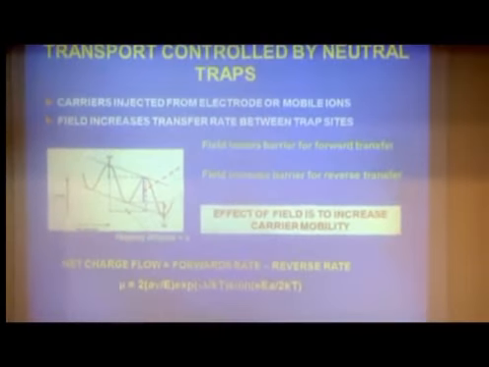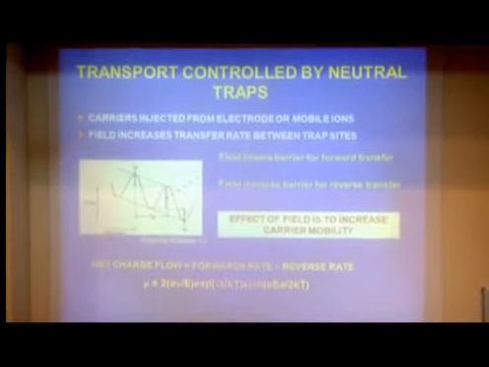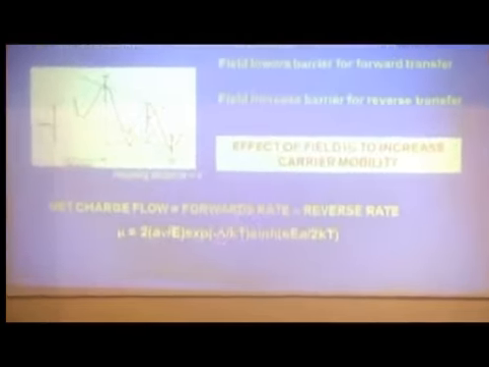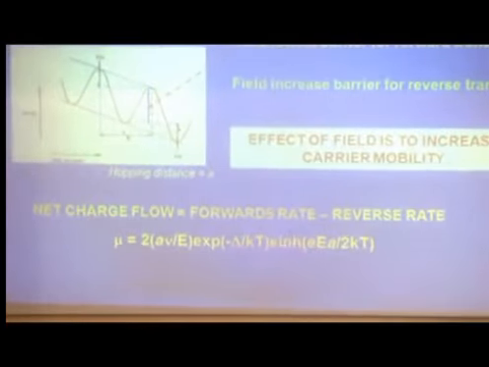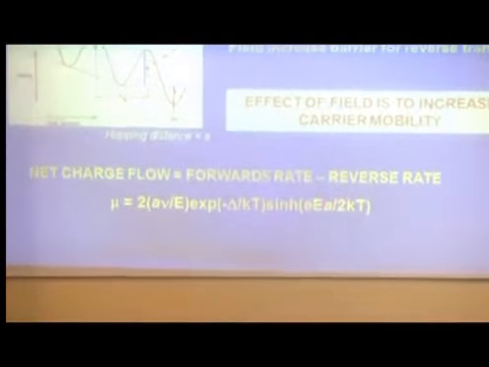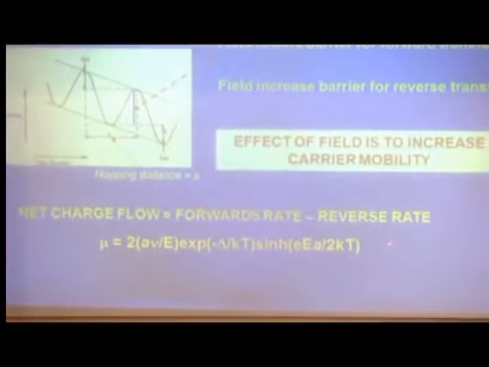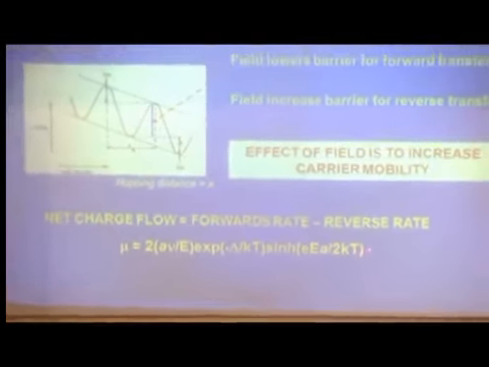So we end up with a mobility that has a form like this. This is the barrier in the absence of the field. The sinh term represents the reduction of barrier for forward motion and a term for the reverse motion in which the barrier is increased. So there is a net forward flow given by this kind of expression, usually called the hopping expression. It will increase the carrier mobility.